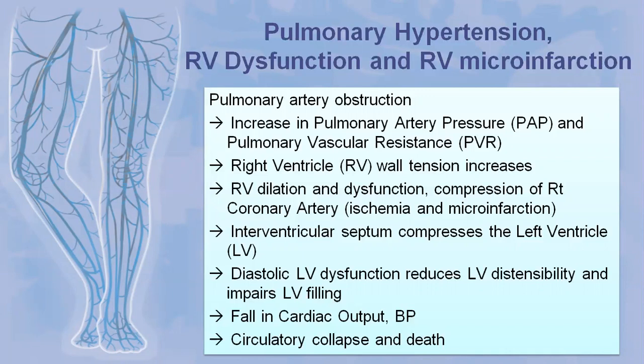The interventricular septum compresses the left ventricle, and the diastolic left ventricular dysfunction reduces your left ventricle distensibility and impairs the left ventricle filling. So in effect, there will be fall in your cardiac output and blood pressure. And then eventually, this will lead to circulatory collapse and death.